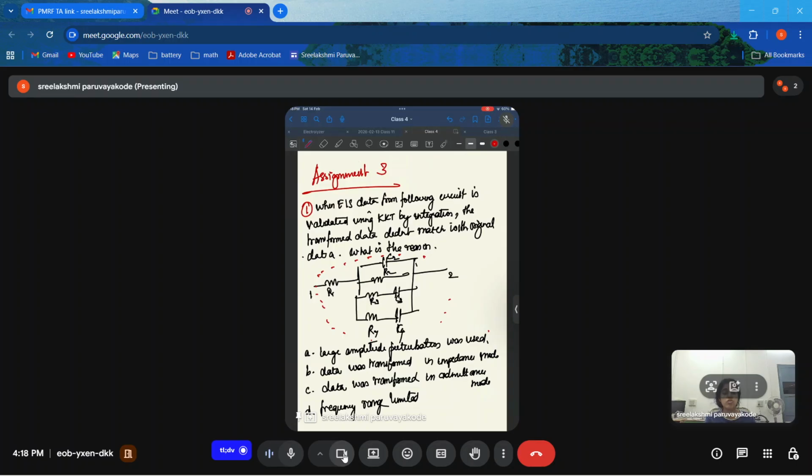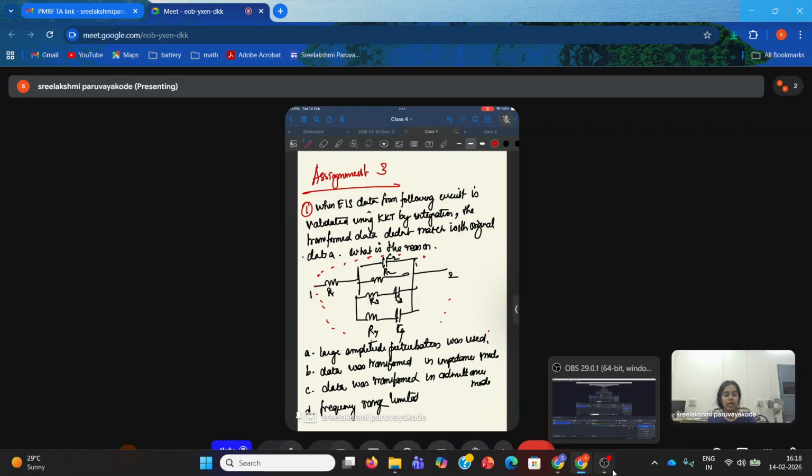Now the next option is data was transformed into impedance form, and option C is data was transformed in admittance form. Transforming data in impedance or admittance form will not have an effect on KKT compliance unless your real part is going to the negative side. Apart from that, if the values are very small and you do it in admittance form, this error can happen. Those cases are not described here. Frequency range is limited. Yes, we did see that if you don't have the data in the entire range of frequency, it may be flagged off as KKT non-compliant.